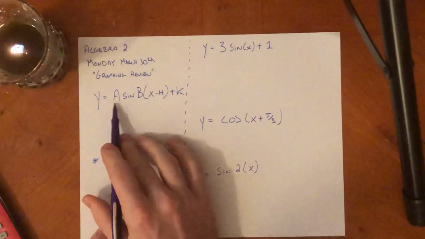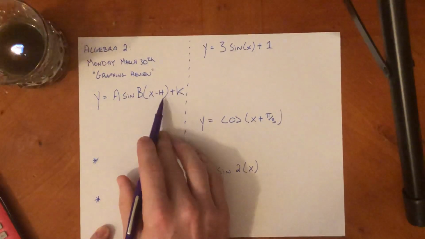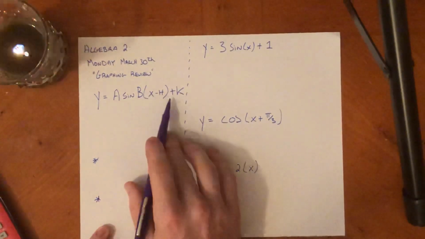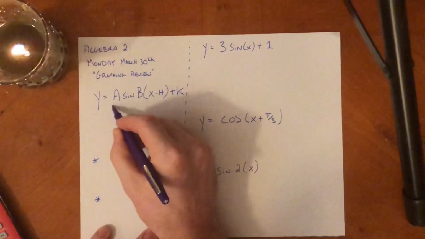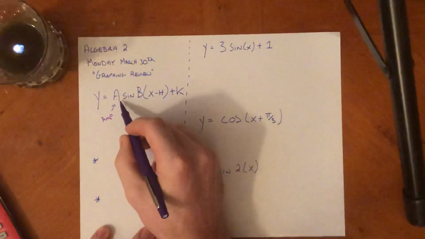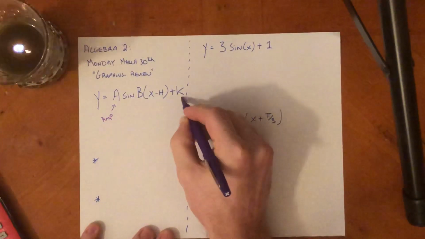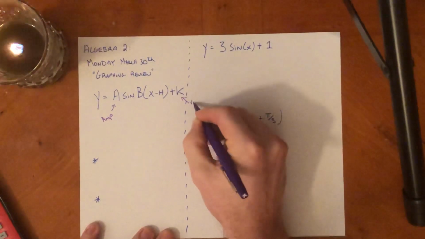So if we have y equals a sine or cosine b, parentheses x minus h, plus k, all these variables are going to do something to my graph. A is going to stretch it, so that's going to be the amplitude. So if a is 5, it'll go up to 5 and down to -5. K is going to be your midline shift, so that's your vertical shift.